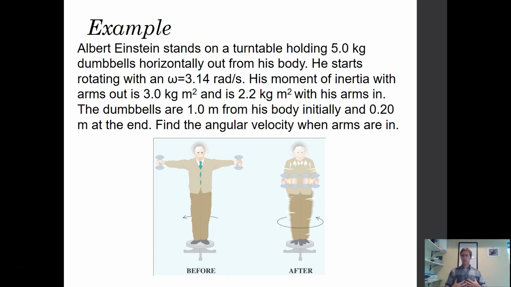And let's assume for his body, just his body, you're going to have to add in those dumbbells, the moment of inertia when his arms are out is about 3 kilograms times meters squared, and when his arms are in, it's about 2.2 kilograms times meters squared. Let's assume that the dumbbells, when he's holding them out, are each about a meter away from his central axis, and when his arms are in, they're only about 20 centimeters away from his central axis. With that in mind, tell me, how fast will he be spinning after he brings his arms in? Ready, go.